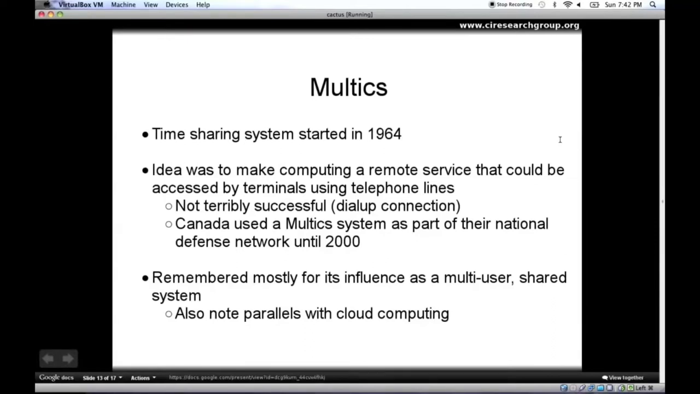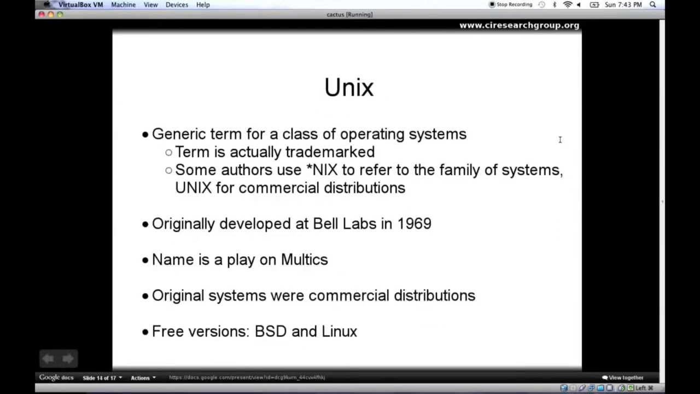And today, with cloud computing, there are some significant parallels between some of the cloud computing models that we use and some of the ideas that were pioneered back in the Multics system. Now, Unix was actually a play on the term Multics. It was developed by Bell Labs in 1969. It's actually a trademark term, so some authors use *nix to refer to the family of systems and use the word Unix only for the commercial distributions.